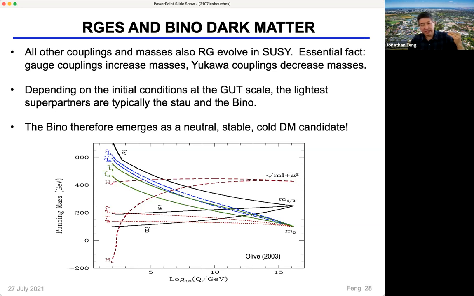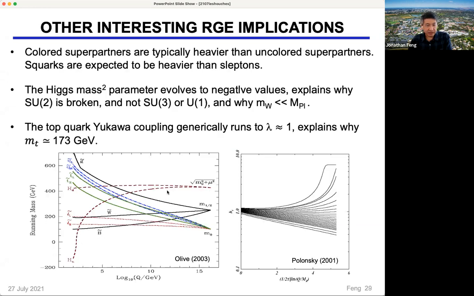And so those two kind of compete for which one's the LSP. But very, very roughly, in half of the parameter space, the Bino is the lightest supersymmetric particle. And that's beautiful because that is a neutral particle. And that means it's a neutral, stable, cold particle. And it's got the right relic density because of the WIMP miracle. And so it just kind of falls out as almost an ideal dark matter candidate in this sort of context.